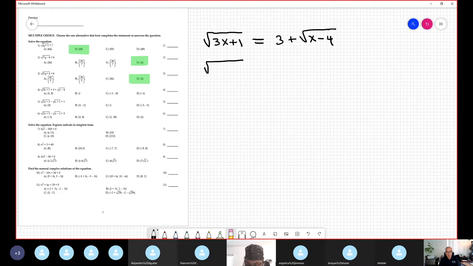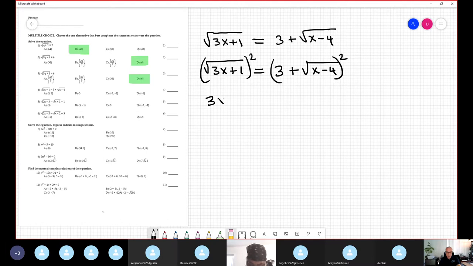Okay, I copy again, because I need this original identical at the beginning for the checking part. So you square, so you take a vanish. This radical is totally isolated. You have two radicals, but you isolate one. I'm going to destroy that radical that is already isolated. You square, and you have now 3x plus 1 without radical.